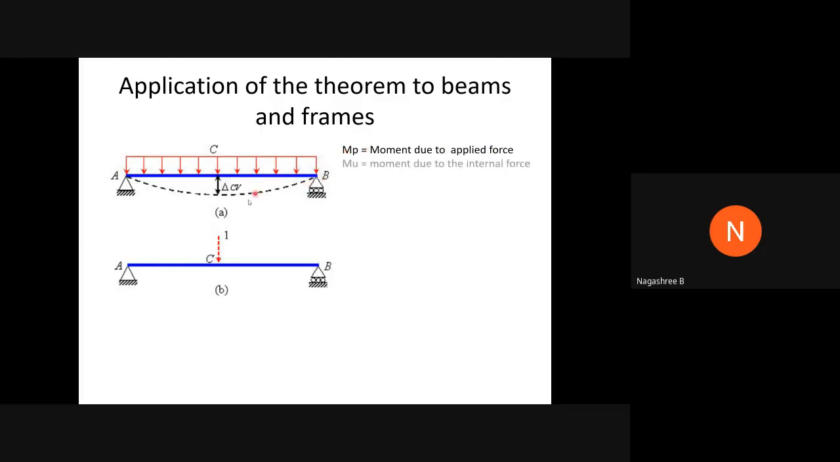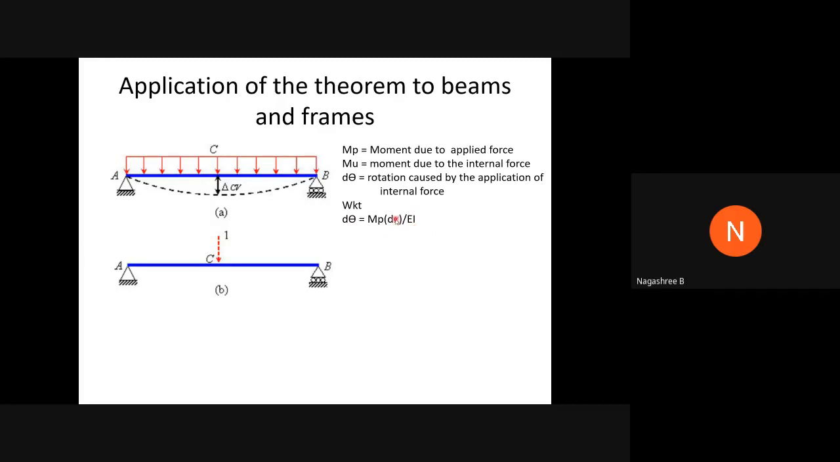So mu represents the moment due to the internal force, that is, the force due to the unit load. And d theta represents the rotation or slope caused due to the application of this moment, that is, due to the load of 1 kilonewton. From the previous moment area method, we know that the slope d theta is equal to the M by EI diagram.